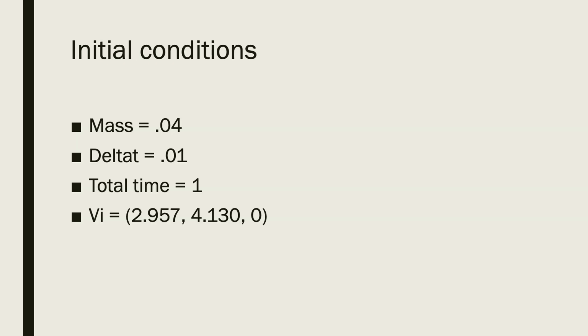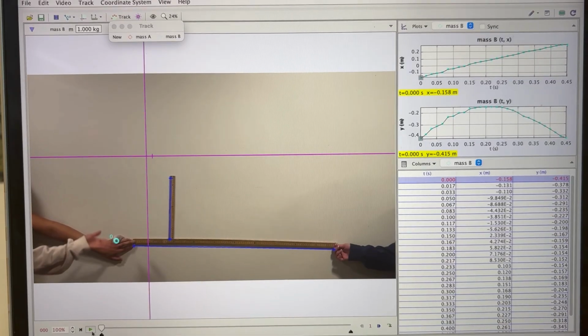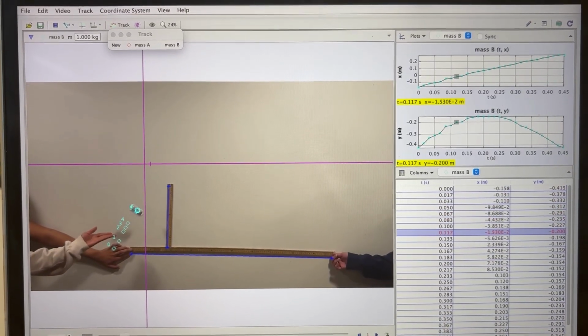Important initial conditions that were the same for GlowScript and Tracker were the mass, time steps, total time, and initial velocity. The mass was 0.04, delta t was 0.033, the total time was 1 second, and the initial velocity was 2.957, 4.130, 0. Here is the video of my Tracker analysis.